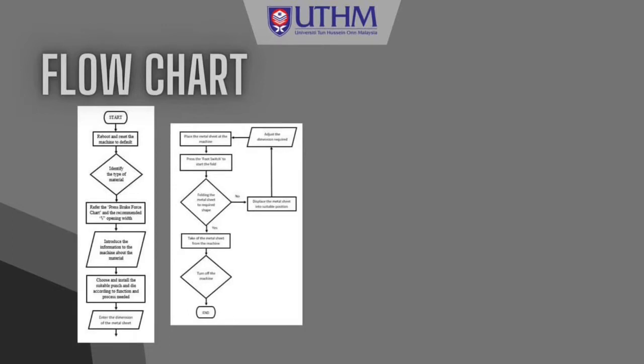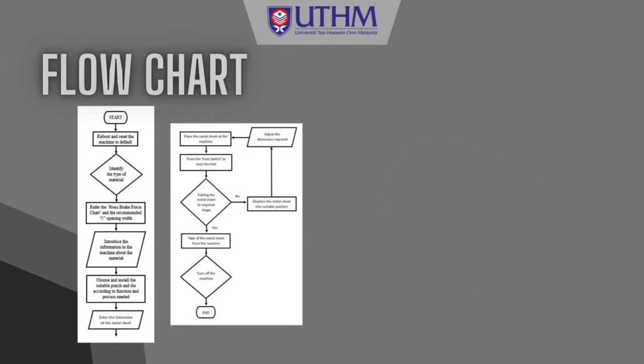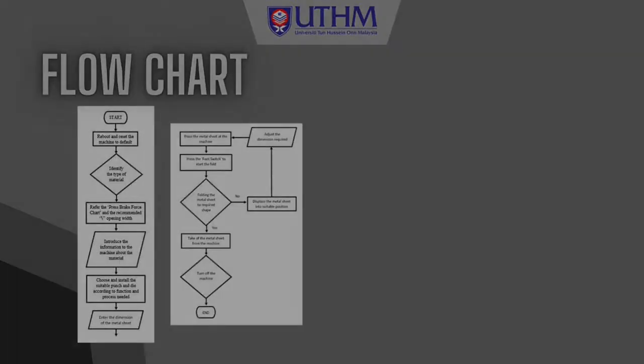Then we have to enter the dimension of the metal sheet. We need to place the metal sheet in the machine and then press the foot switch to start the fold. Fold the metal sheet into the required shape. Take the metal sheet from the machine, and the last process is to turn off the machine. If we want to do the next shape, we need to place the metal sheet in the suitable position and adjust the dimension required. And then, you place the metal sheet in the machine, and so on.